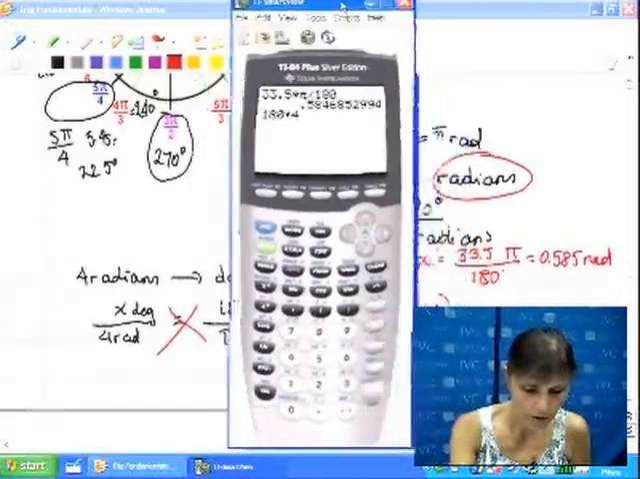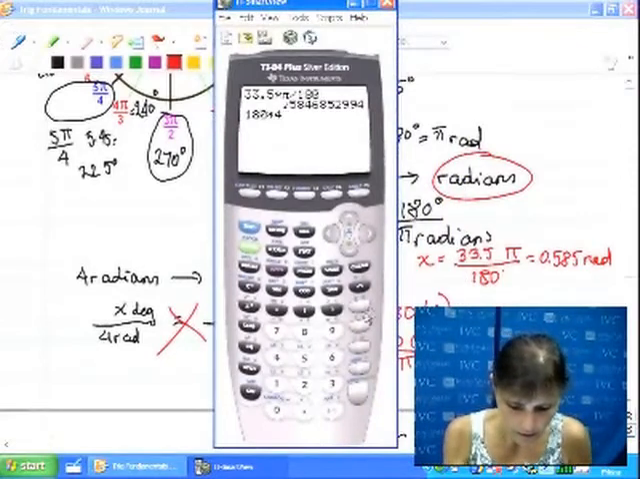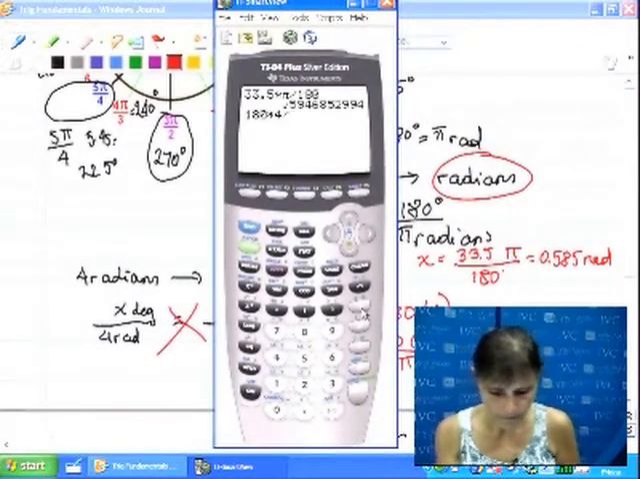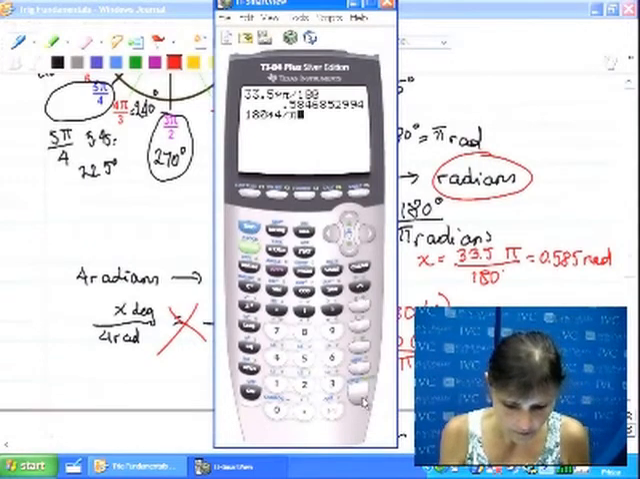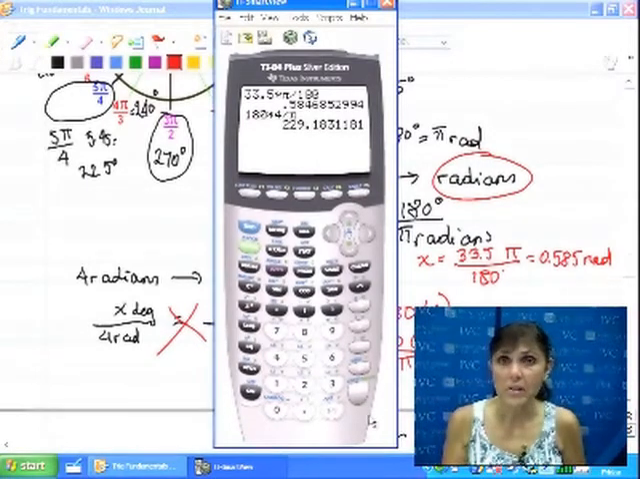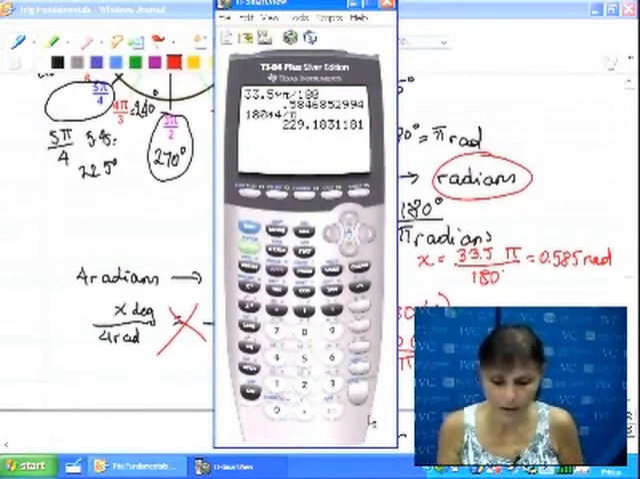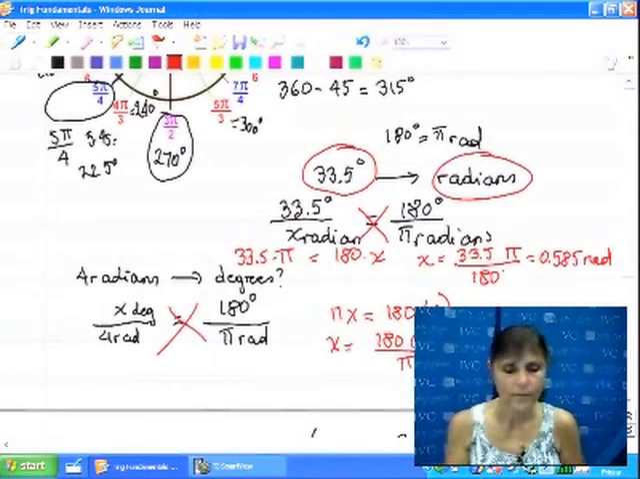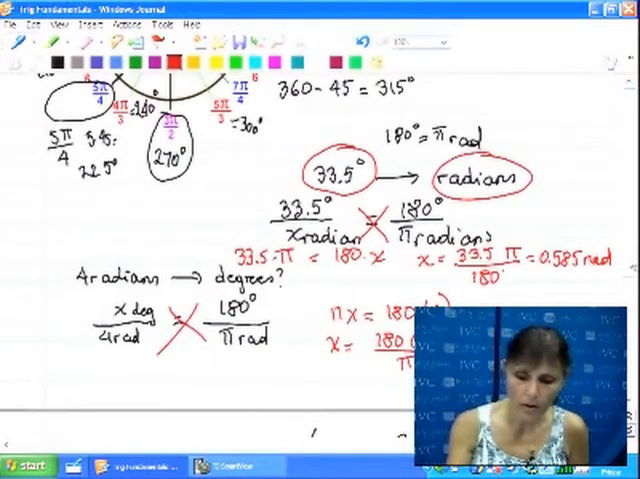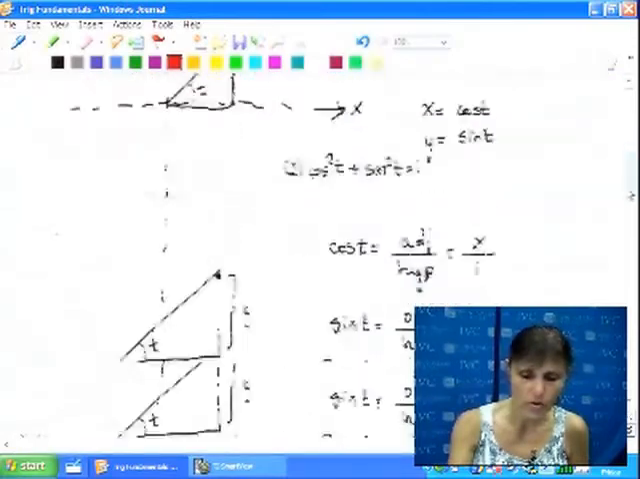180 times 4 divided by pi. Where's my pi? Here it is. I said a little more than 180, so you ended up with 229, about that many degrees. All right? So I showed you on the circle, I showed you the unit circle.